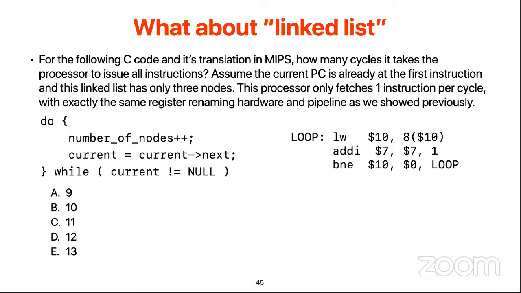Rename instruction number one. Okay, so this is instruction number one, this is number two, this is number three, and we'll have four, five, six, seven, eight, and nine. So how about instruction number one? It'll be issued immediately. Then the next cycle, we are going to have instruction two. So for instruction two, can it be issued immediately?